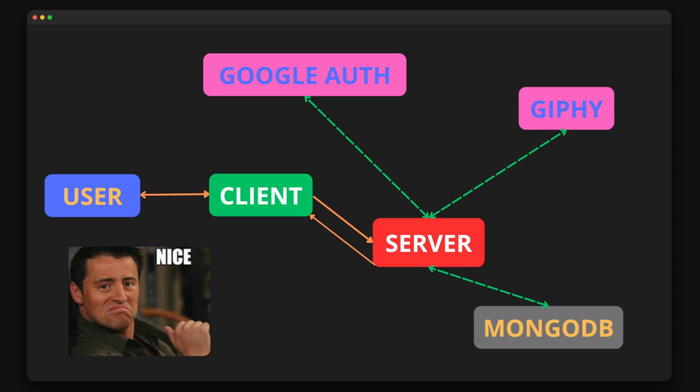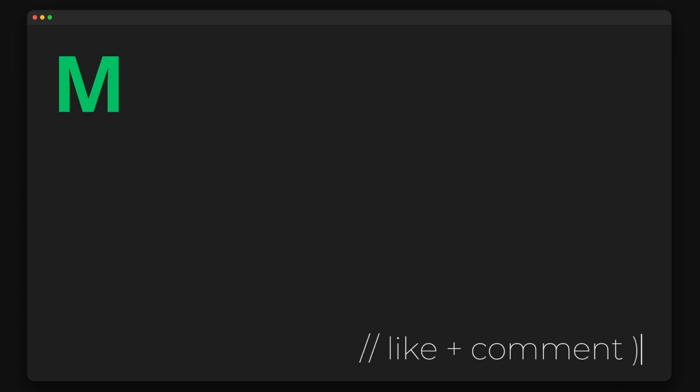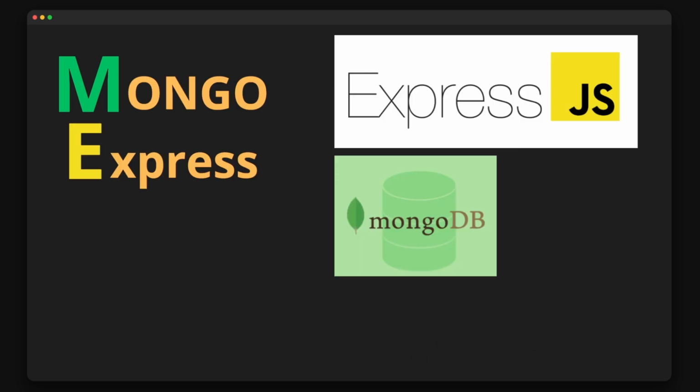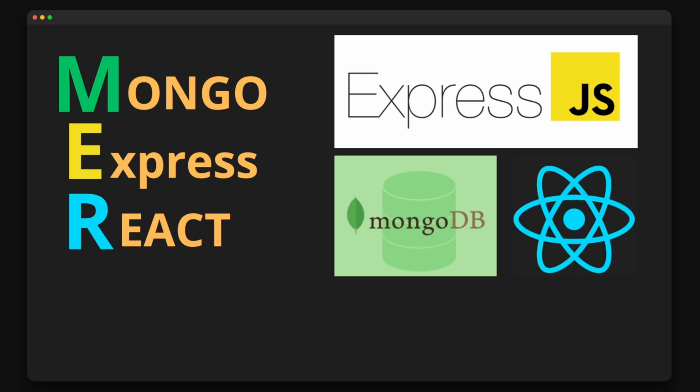On the web, this kind of architecture is known as a MERN application, which stands for Mongo our database, Express the backend framework running on Node, React the frontend framework, and Node the runtime environment that ties everything together.